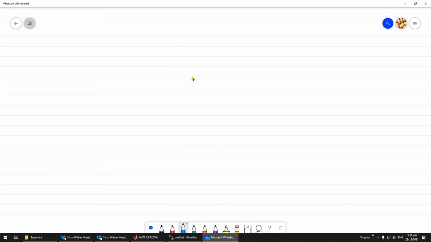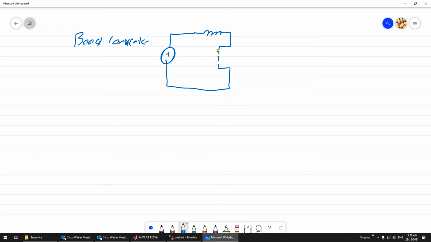Okay, so if you recall, what is a buck converter? Maybe I should start with the boost converter. Boost converter. Okay, so the boost converter looks something like this: plus, minus, and then you have an inductor here, a MOSFET. Okay, something like this. You have this one and it goes here, and of course the MOSFET has a diode.